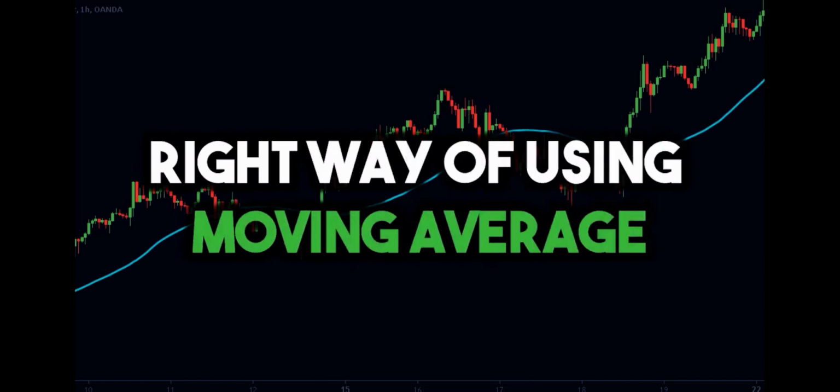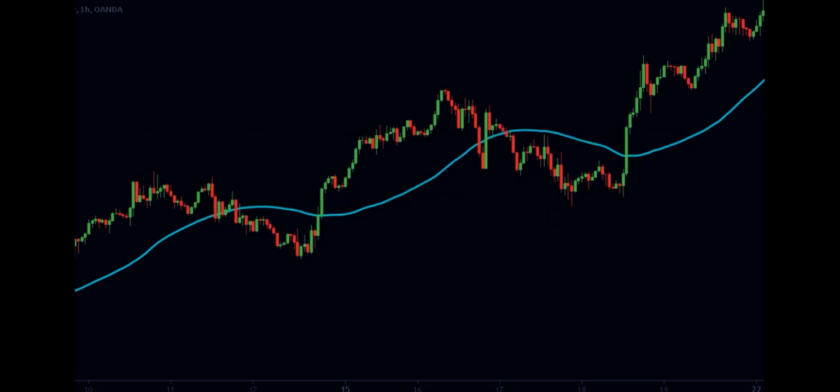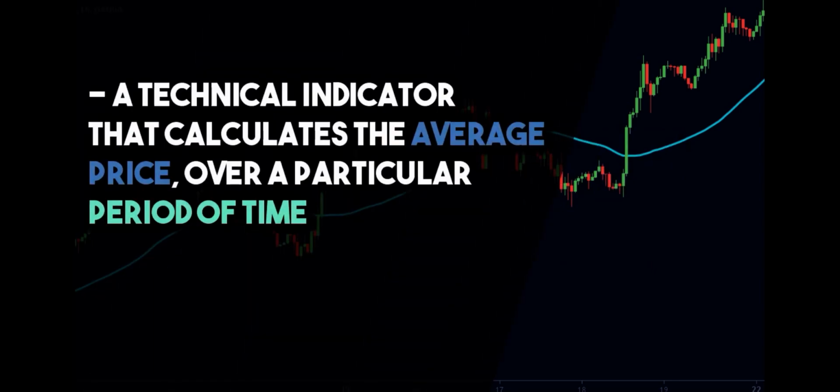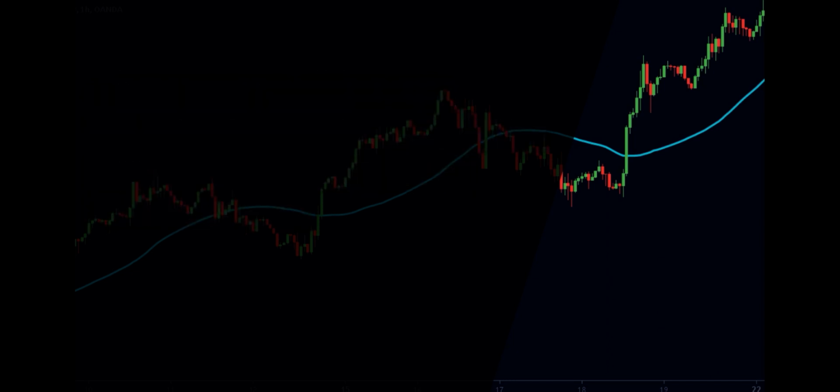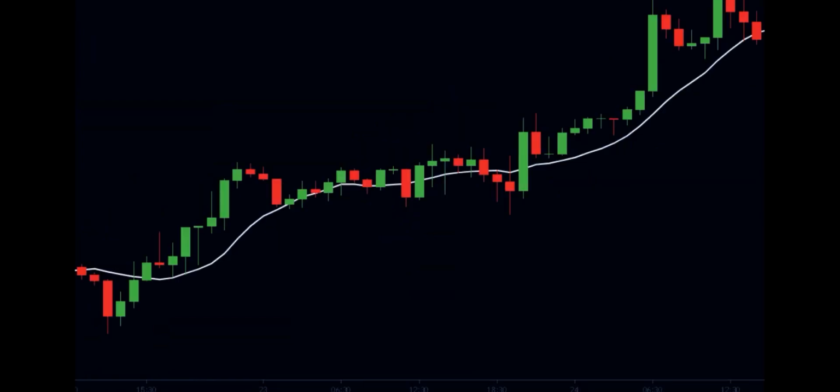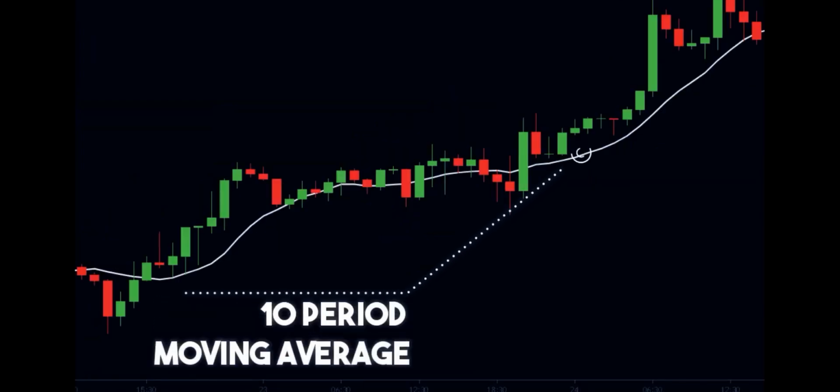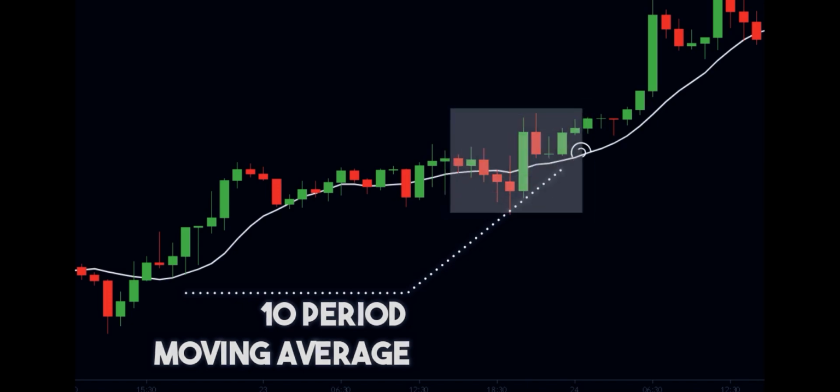Way of using moving averages to generate consistent profits. By definition, a moving average is a technical indicator that calculates the average close price of an asset over a particular period of time. This means that a 10-period moving average will show the average close price of the last 10 candles.